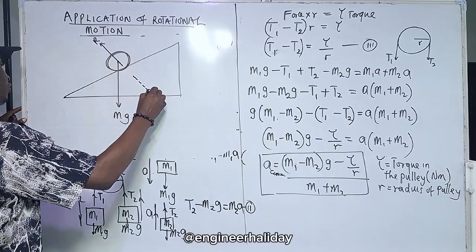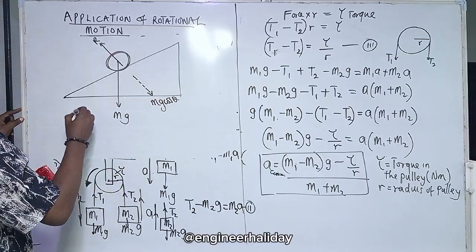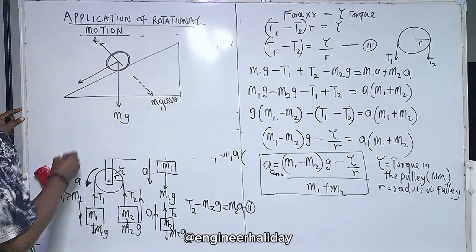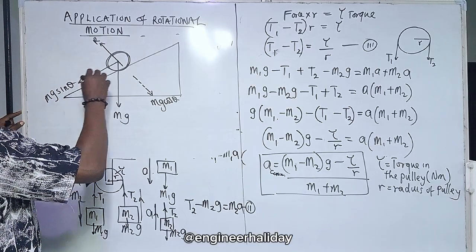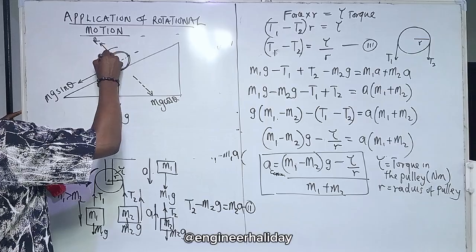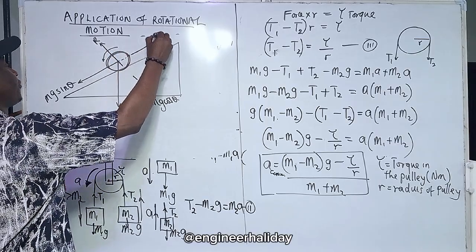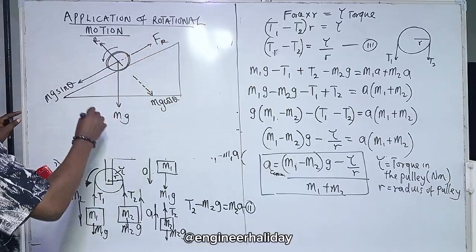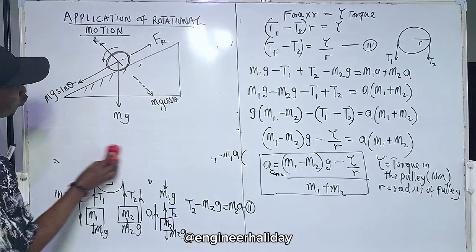Then if you resolve here, now mg cos theta. You resolve it down. Then there is a force downward, which is mg sin theta. Then as the body is rolling down the inclined plane, there will be a frictional force backward. Don't forget this is a rough surface.